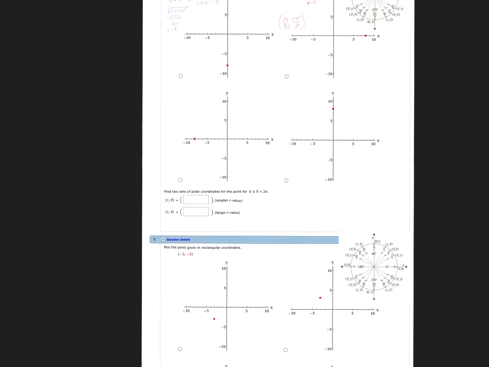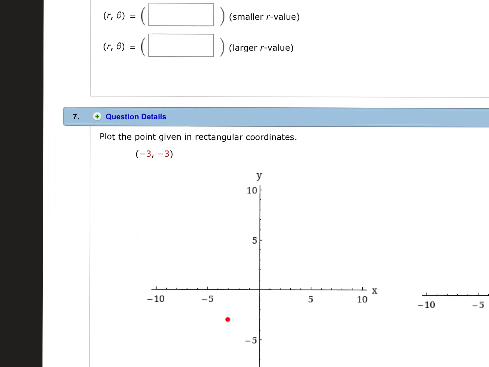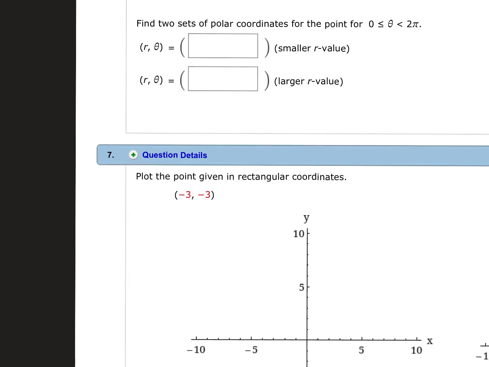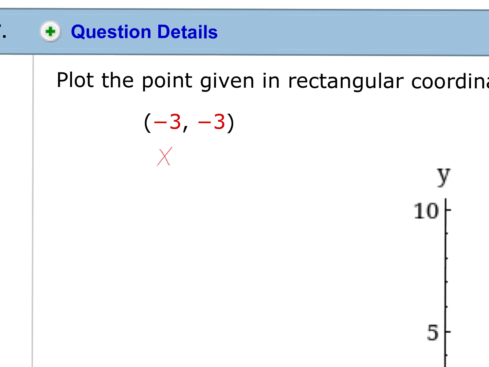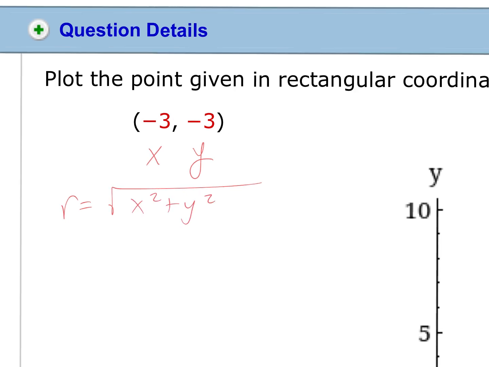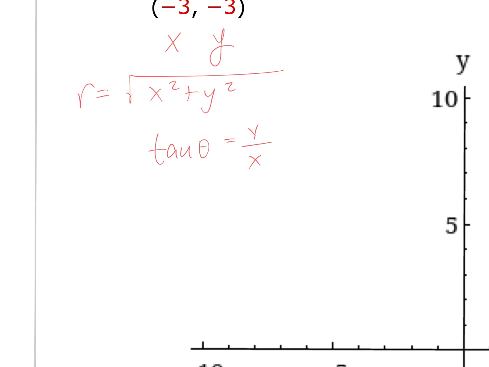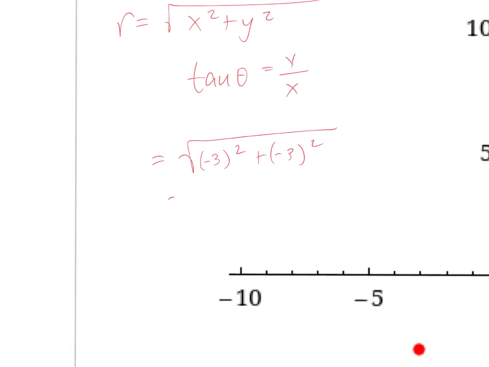Just 2 more. Okay. All right. -3, -3. Well, yep. All right. So if we're going to convert here, guys, you have your x and your y, correct? So to find the r, we need to take the square root of x squared plus y squared. And then we also have tangent of theta equals y over x. So I'm going to say, okay, my r value, -3 squared plus -3 squared is the square root of 9 plus 9, so it's the square root of 18.